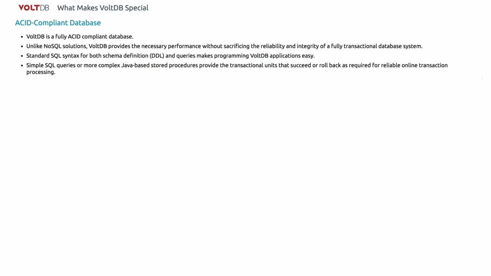VolteB is a fully ACID-compliant database. Unlike NoSQL solutions, VolteB provides the necessary performance without sacrificing the reliability and integrity of a fully transactional database system. Standard SQL syntax for both schema definition using DDL and queries makes programming VolteB applications easy. Simple SQL queries or more complex Java-based stored procedures provide the transactional units that succeed or roll back as required for reliable online transaction processing.